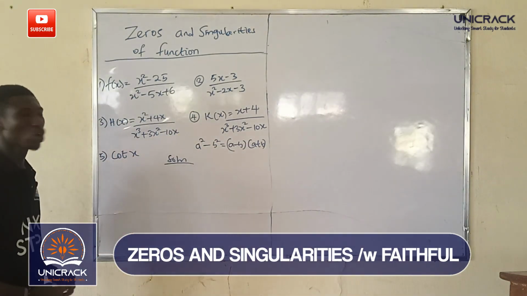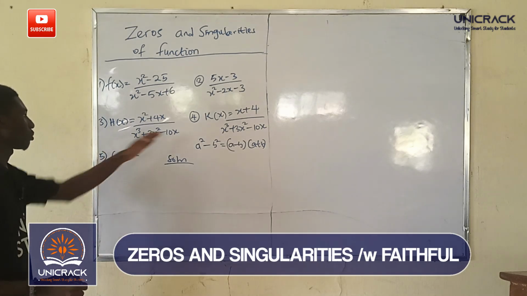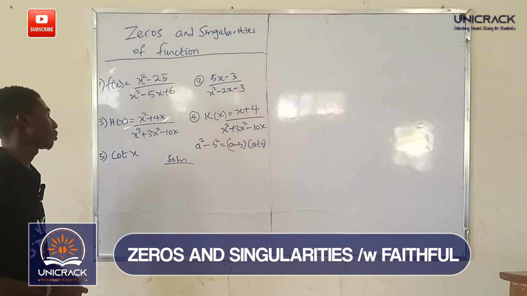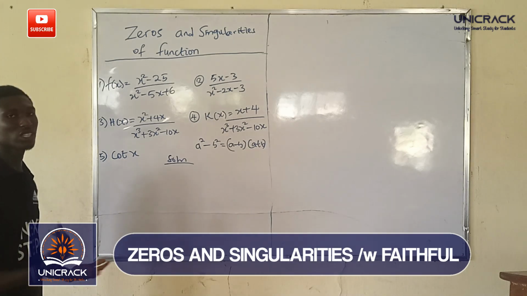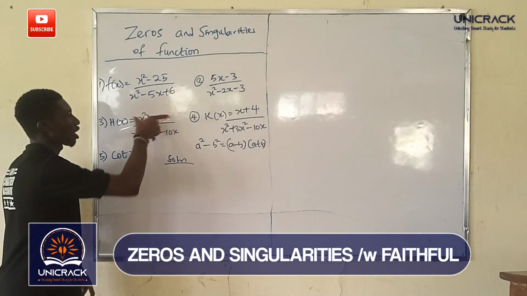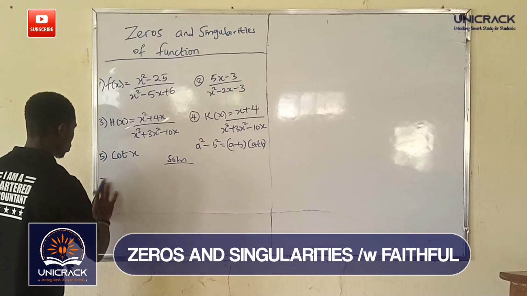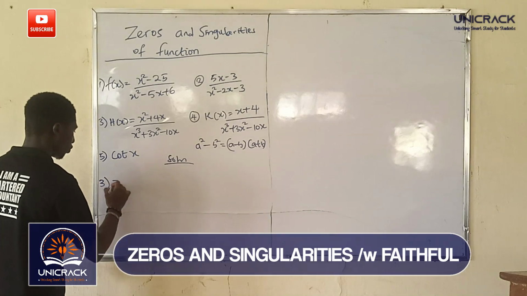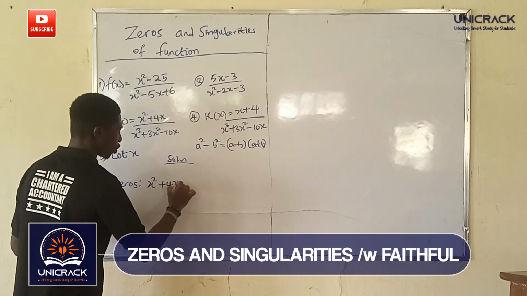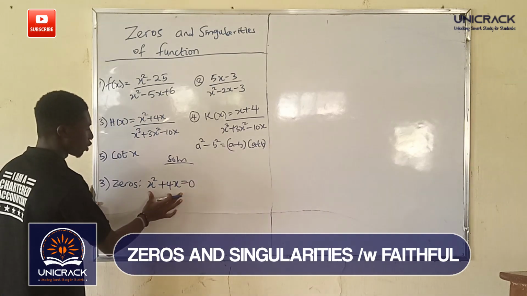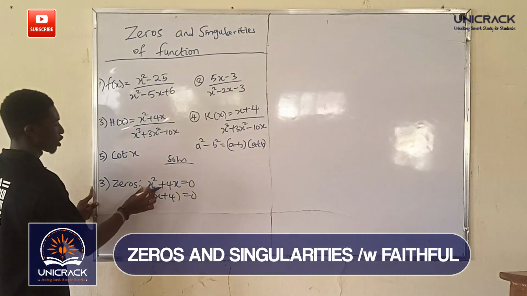Now to the third question, we have h of x equal to x squared plus 4x divided by... you have your polynomial function here because the highest power is greater than 2. Since we have a polynomial function here, we are finding the zero and also the singularity. So values of x that make the numerator equal to 0 are the zeros of the function. To find the zeros, we have x squared plus 4x equated to 0. You can see we have x here, so we can factorize x. We have x times x plus 4 equal to 0.